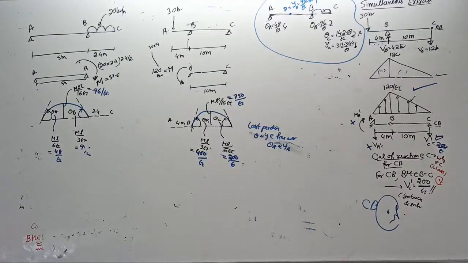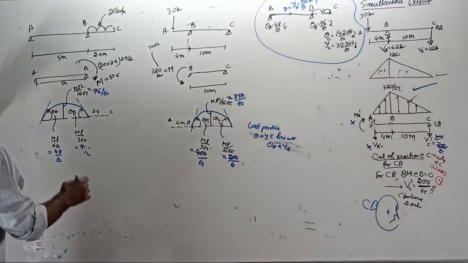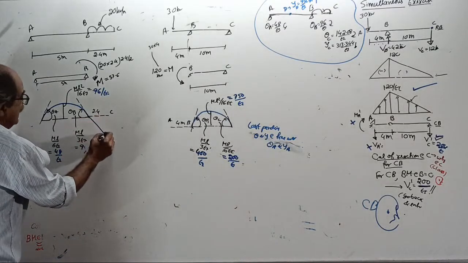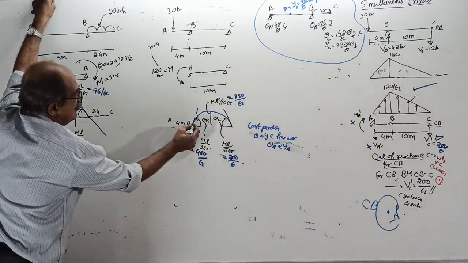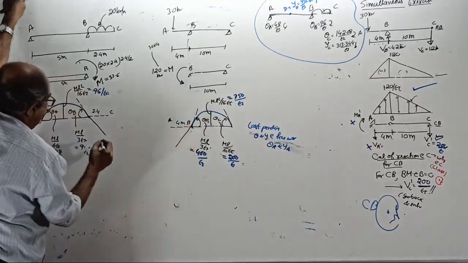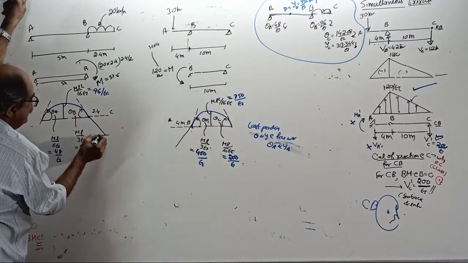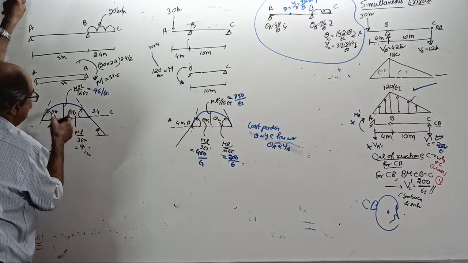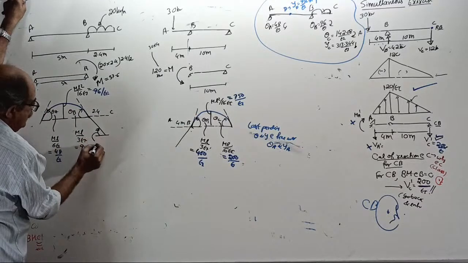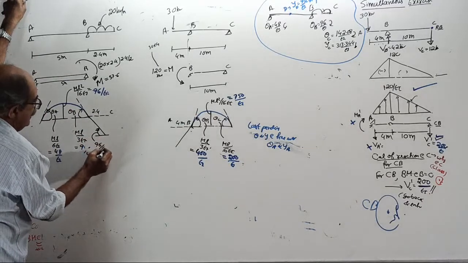That overhang portion will be straight. So do one thing: that overhang will go straight like this, the same tangent will continue this way. Then, is this slope the same as this slope? Tell me. 96 by EI.